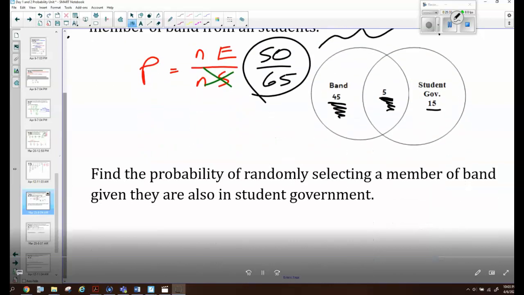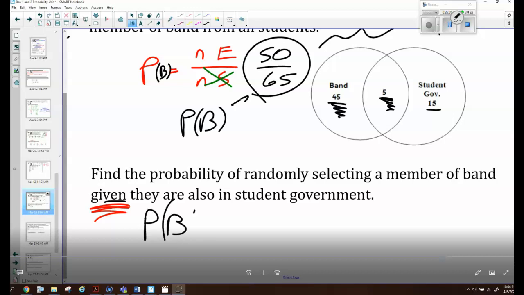Find the probability of randomly selecting a member of the band given, huge right here, that they are also in student government. So these students are also in student government. So we still think about, okay, a couple things are different now, right? Our sample space is not the same. We are talking only, this part comes after the given. Let me actually rewrite this. This is probability of band. They're in the band. This is probability of band, and then understand this notation here, given government. Okay, probability of band is 50 out of 65.